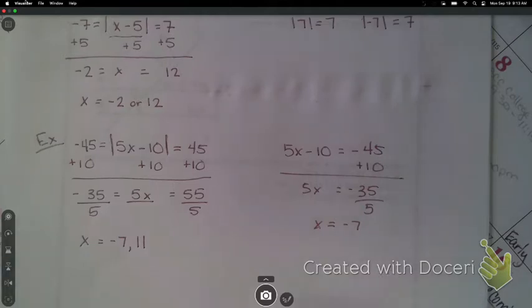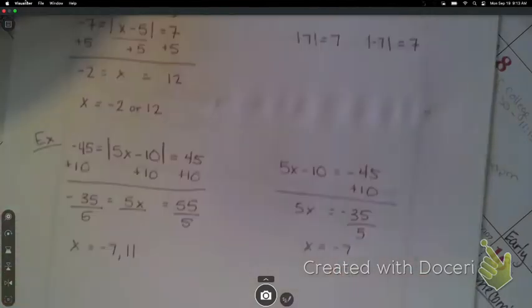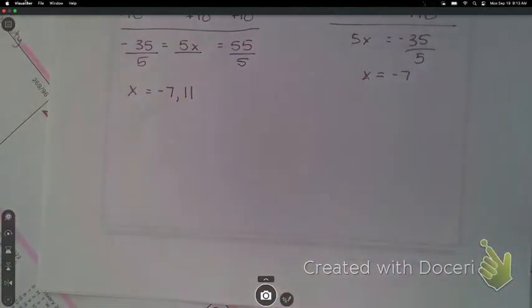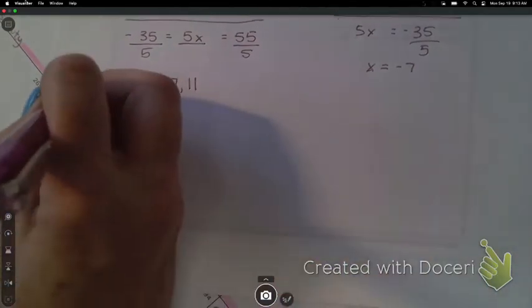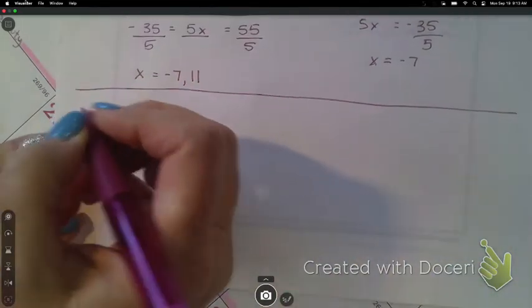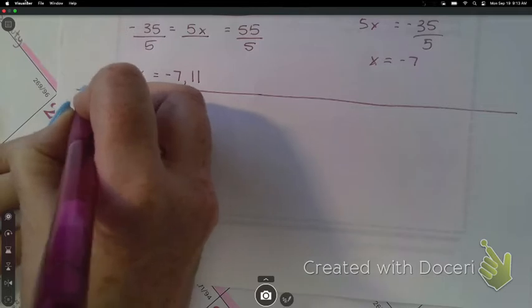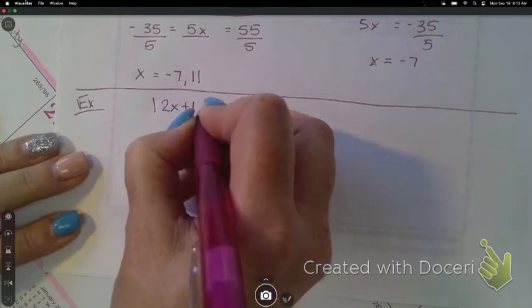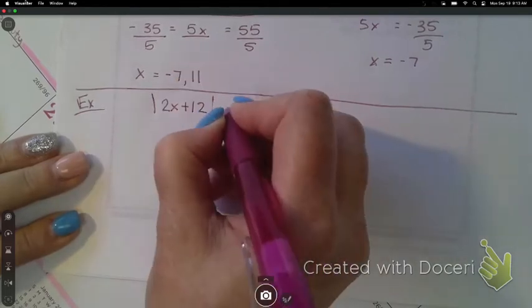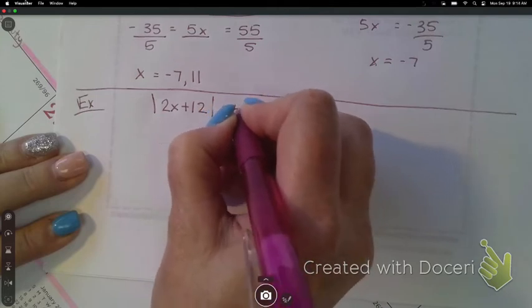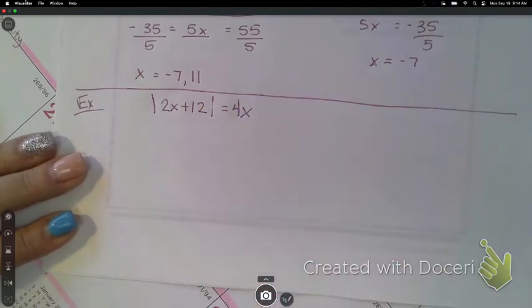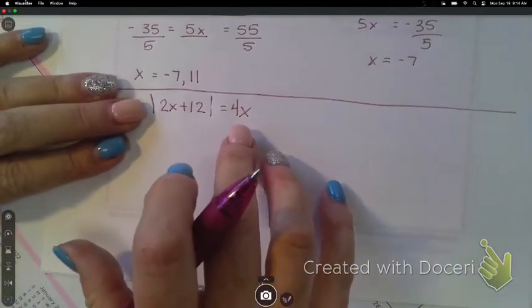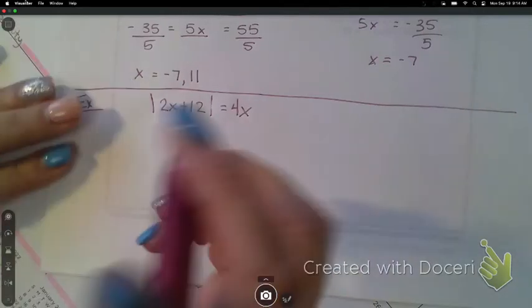Okay, then we have things called extraneous. What does extraneous sound like? Extra. Extraneous means extra. So I have the absolute value of 2x plus 12 equals 4x. So this equals 4x, and we'll have to figure that out in the end, but it can equal 4x or what? Negative 4x.